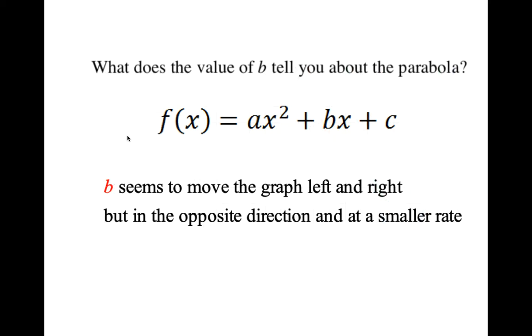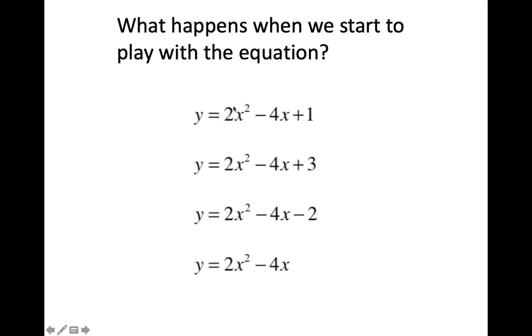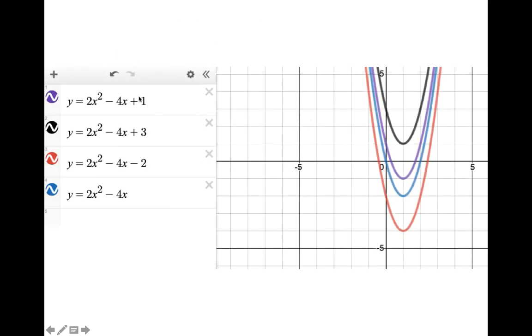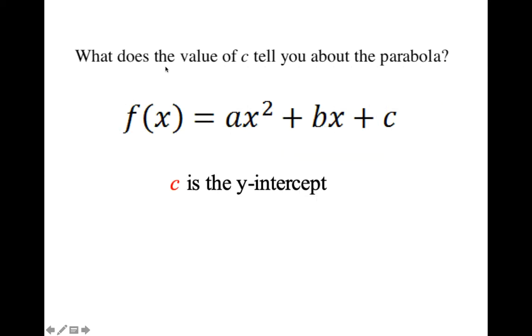So let's take a look at this last one, where I've kept it the same, but changed the last number. Let's look at it. This purple one, did it go through a y-intercept of 1? Sure it did. How about the black one? Through at 3? The red one at negative 2? The blue one at 0? So in conclusion, we can say that the value of C tells us the y-intercept.